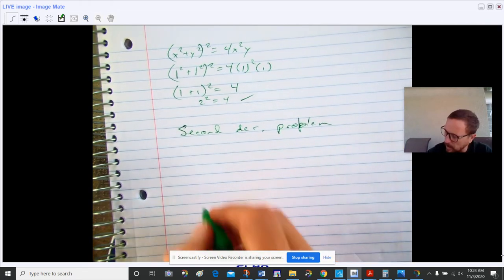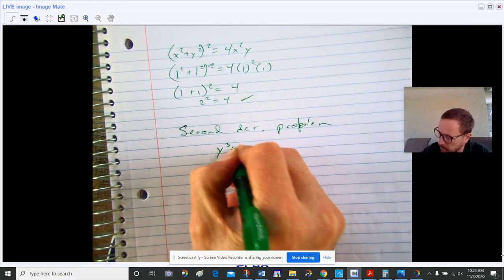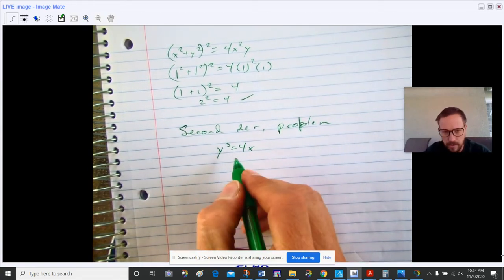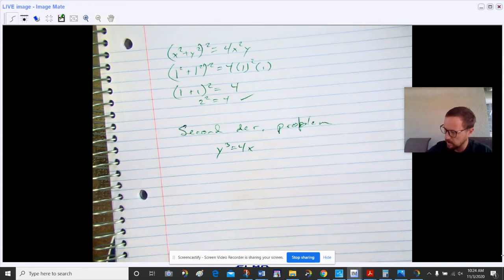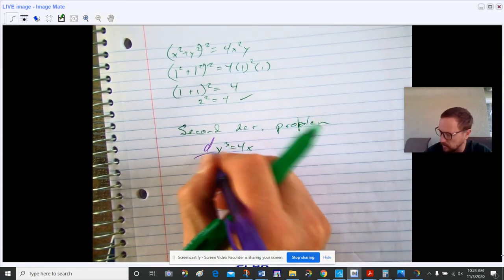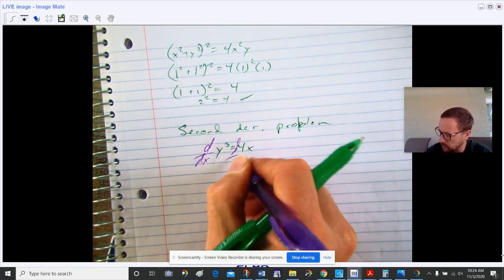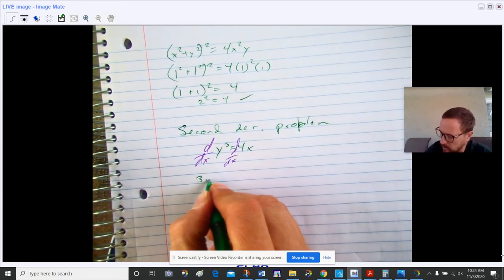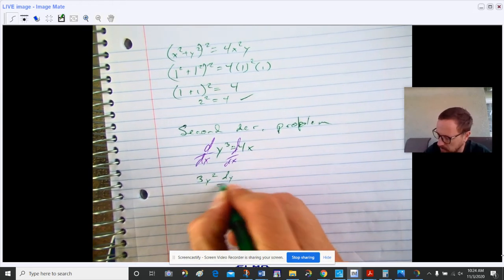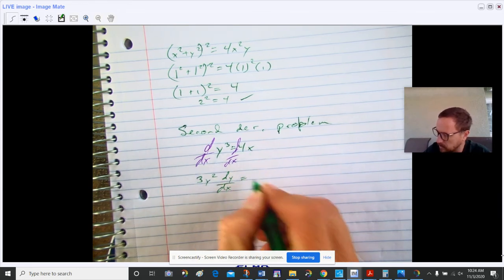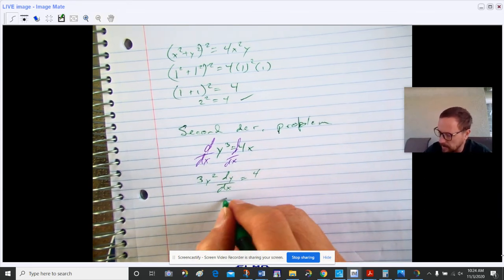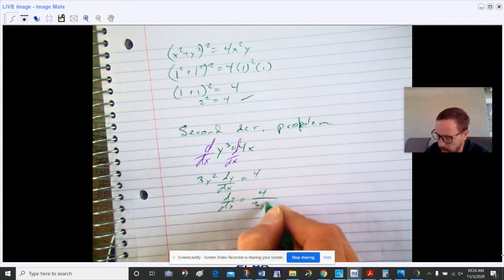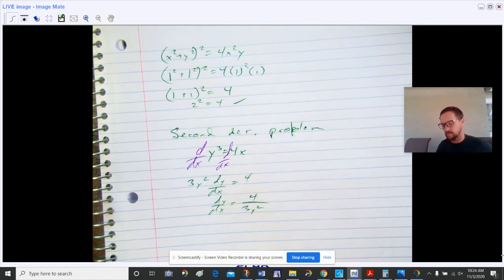So let's say we have y cubed equals 4x. All right, so what we'd want to do then is take the derivative of both sides, because before you can get to the second derivative, you have to get the first derivative. So y cubed would be 3y squared dy over dx equals 4. Meaning that dy over dx equals 4 over 3y squared. Now this is going to be important to hold on to.